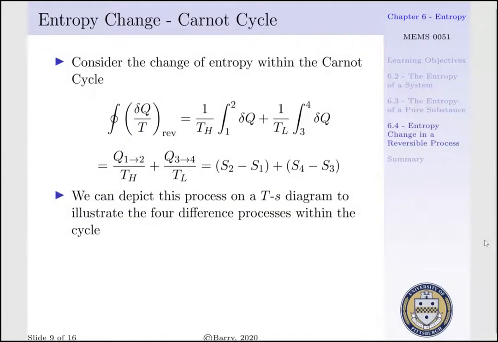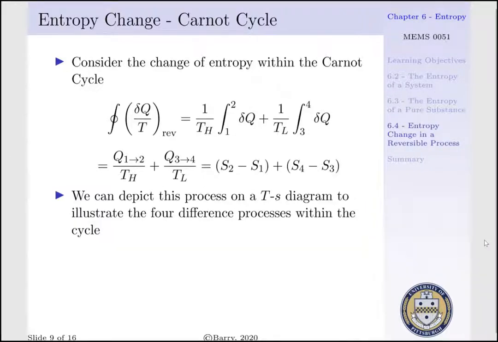Consider the change of entropy within the Carnot cycle. We can say the cyclic integral of delta Q per T of a reversible cycle is equal to 1 per TH times the integral from state 1 to state 2 of delta Q plus 1 per TL, the integral from state 3 to state 4 of delta Q. Notice how our temperatures move outside our integrals, because for a Carnot cycle we have isothermal heat addition and isothermal heat rejection. This can be stated as Q going from state 1 to state 2 per TH plus Q going from state 3 to state 4 per TL. This would be equal to our entropy at state 2 less that at state 1 plus our entropy at state 4 less that at state 3.